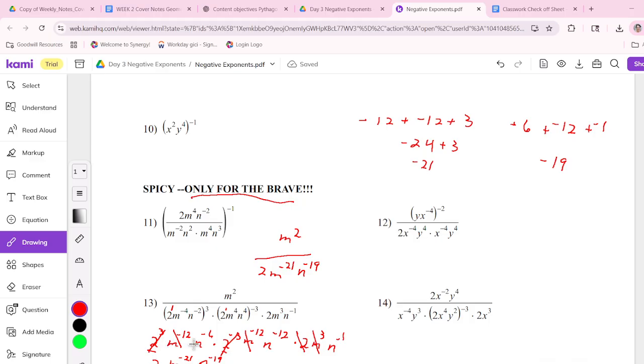I'm going to end up having to combine, correct? So this comes up and this comes up, but the 2 stays on the bottom. So I have m squared, because that one was already up there, but I'm also going to move m to the 21, not 12, 21, n to the 19, and then the 2 is left down below. And now I'm going to combine the m's. What's 2 plus 21? So it'd be m to the 23, n to the 19, all over 2.